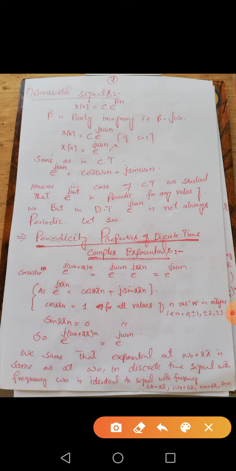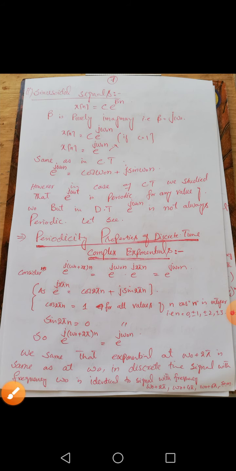Now the discrete time sinusoidal signal. Suppose x of n equal to c e power beta n, where beta is purely imaginary, that is beta is equal to j omega naught. So x of n equal to c e power j omega naught n. Suppose c is equal to 1, so x of n will be equal to e power j omega naught n.